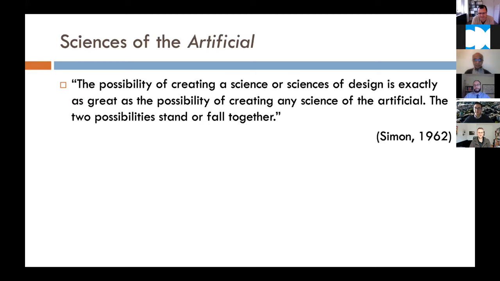I want to begin with, you can start from multiple sources for what is design, but we too were influenced by Herbert Simon's work. I'll just read this quotation for you. The possibility of creating a science or sciences of design is exactly as great as the possibility of creating any science of the artificial. The two possibilities stand or fall together. This is a quotation from his book, Sciences of the Artificial. He was very interested in engineering and medicine, and in how you design these things.